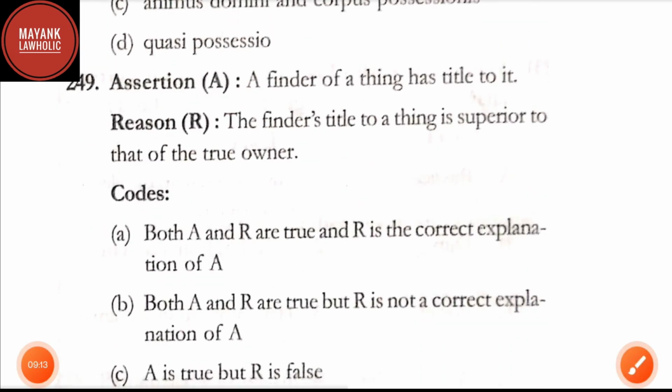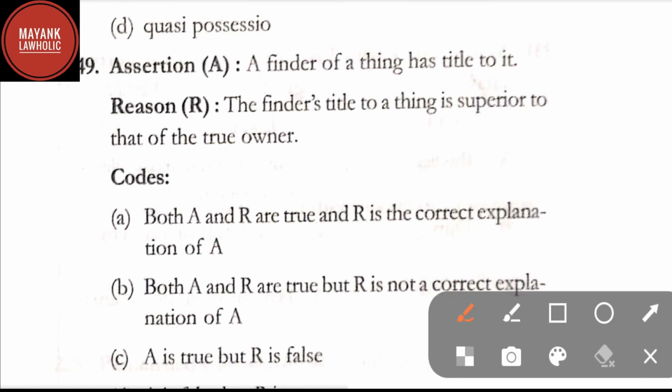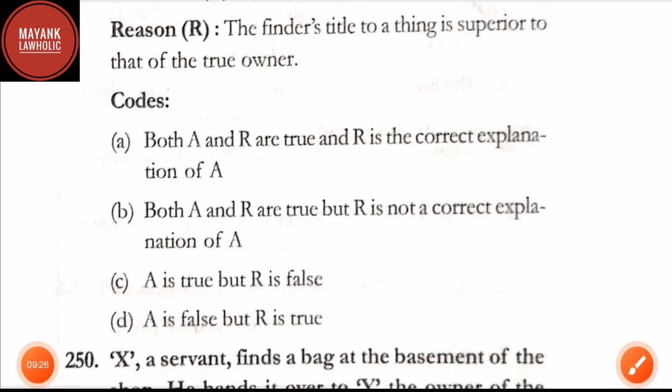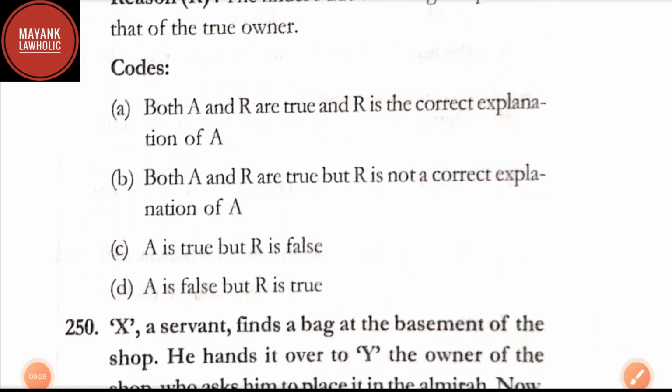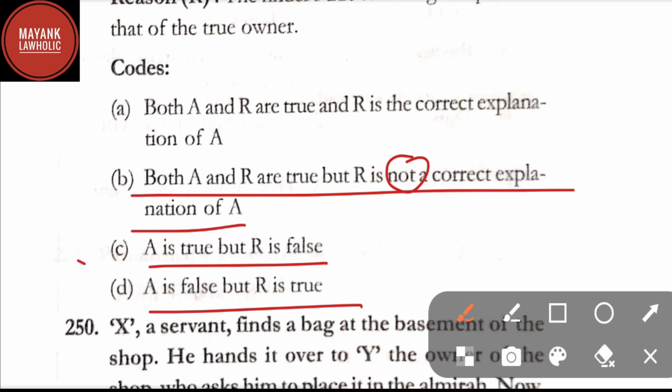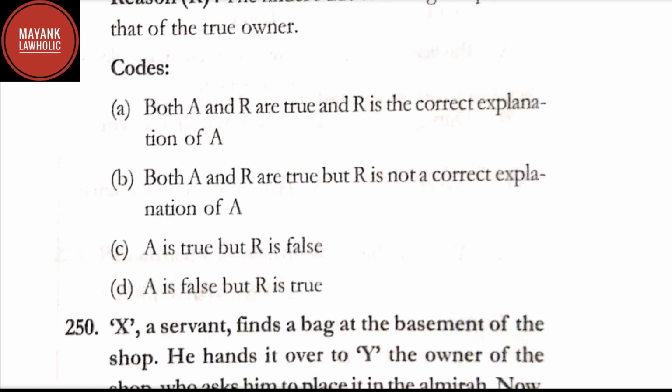Now let us proceed to question number 249, which is about assertion and reasoning. Assertion A: a finder of a thing has title to it. Reason R: the finder's title to a thing is superior to that of the true owner. Option A, both A and R are true and R is the correct explanation of A. Option B, both A and R are true but R is not the correct explanation of A. Option C, A is true but R is false, and option D, A is false but R is true. Here in question number 249, the correct response will be option C, that is A is true but R is false.